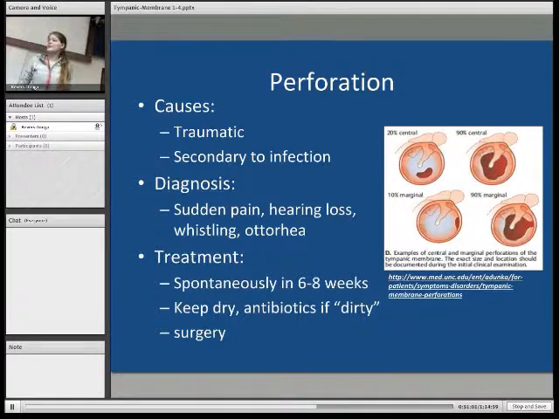And finally, we have perforation, which can be caused by trauma or secondary to infection. Some examples of trauma would be sticking things in your ear, diving up too quickly, or being close to a loud explosion. The symptoms of perforation include sudden pain, hearing loss, whistling, and otorrhea, and we can examine this using an otoscope. Usually perforations heal spontaneously in about 6 to 8 weeks, but if they don't, we can do surgery, such as myringoplasties and tympanoplasties, and we usually only give antibiotics if the mechanism of injury was very dirty.